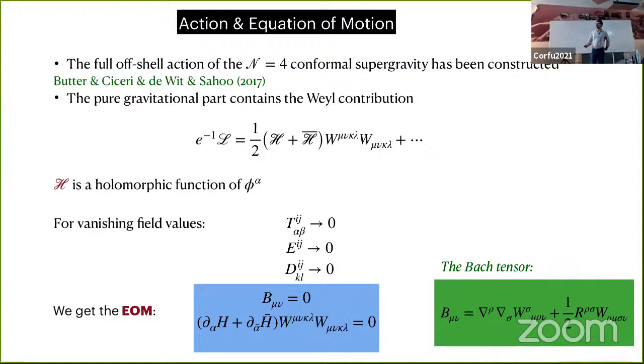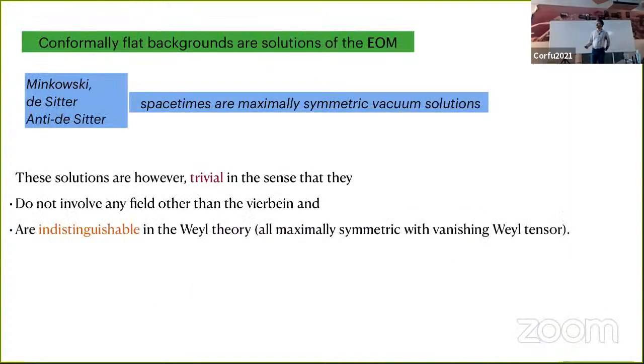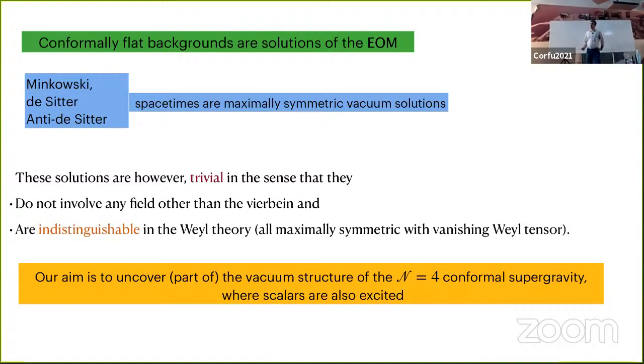but only of angles, in other words, shapes. So this equation of motion for vanishing fields gives solutions that are conformally flat backgrounds. The problem with these solutions is that they are indistinguishable in the Weyl theory because they are all maximally symmetric with vanishing Weyl tensor. In other words, with a conformal transformation we can go from one space-time to another. So our aim in this research is to uncover part of the vacuum structure of N=4 conformal supergravity by exciting some of the scalars.